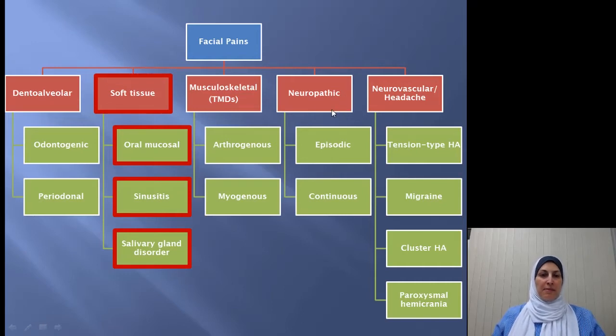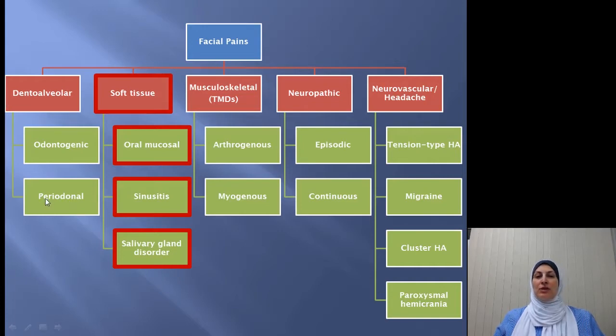So going to this simple diagram, I'll be talking now about the soft tissue pain that might affect the oral mucosa, the sinuses, or the salivary glands. The dentoalveolar pain was discussed in the last couple of lectures, including the odontogenic pain. Periodontal pain I didn't actually talk about. I just talked about the periapical periodontal pain.